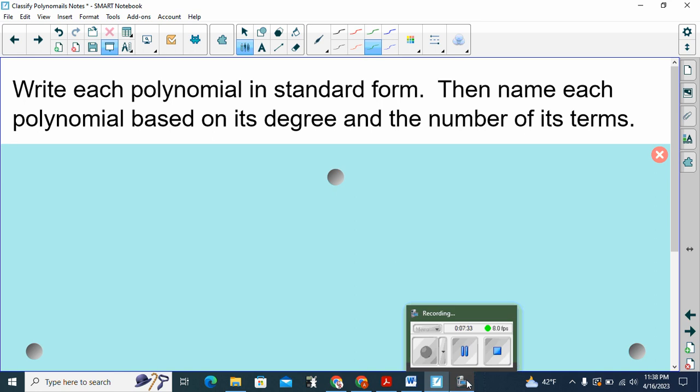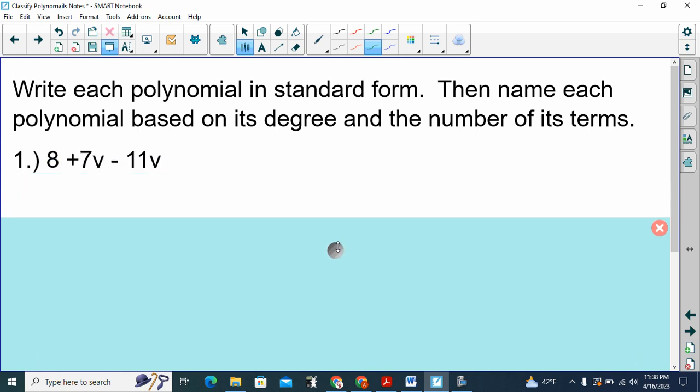Our next example asks us to write each polynomial in standard form, then name each polynomial based on its degree and the number of terms that it has. Write in standard form, then name based on degree and number of terms. Standard form, remember, means we start with the biggest exponent and work our way down.